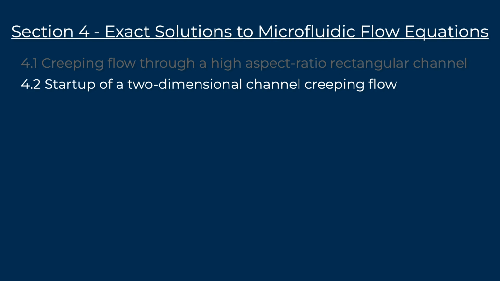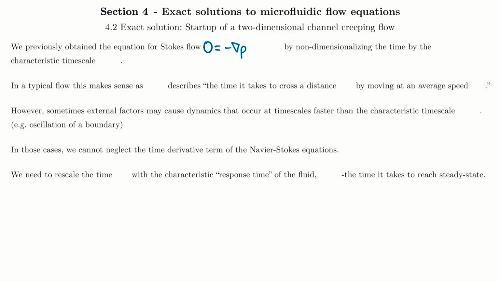So I've listed this here as problem 4.2. We're saying it's the startup of a two-dimensional channel creeping flow. We previously obtained the equation for Stokes flow, and I'll write that out here. That's just a zero with a bar over it, right? So we remember this is actually a vector. By non-dimensionalizing the time by the characteristic time scale, L over U.